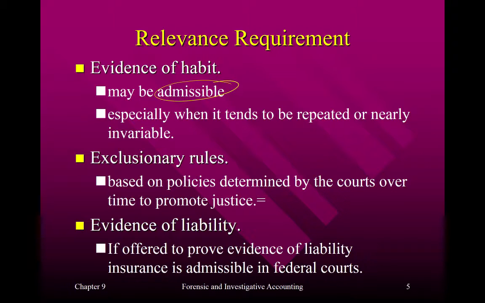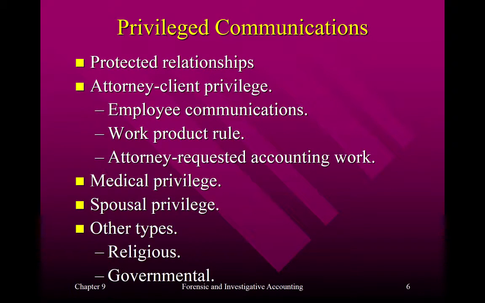And then these exclusions are special circumstances, and the courts pretty much determine that. You also can have evidence of liability, which you have to prove liability insurance, and you have to prove that it's admissible in the federal courts. So we have privileged communications, and these are protected relationships. Attorney-client is one. You may also have your relationship with the priest, and there are certain communications that, for example, employee communications and work that you're not allowed to discuss.